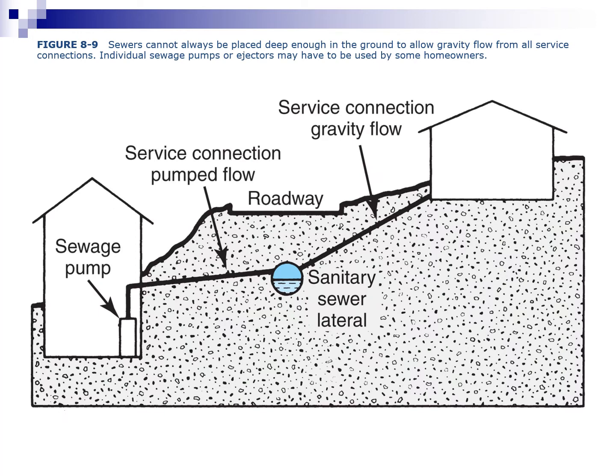So here is a picture of a house. This is kind of showing in the middle. You see the roadway. You have a house that's lower than the roadway, and they have to pump. And then you have a house on the other side of the road, which is higher than the roadway, and they don't have to pump. They could go by gravity.